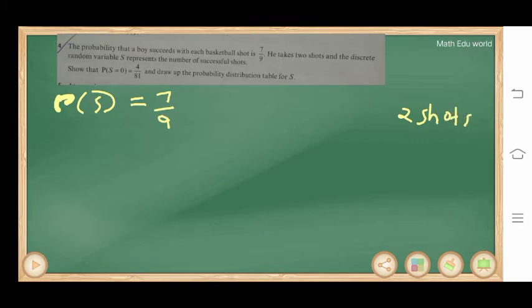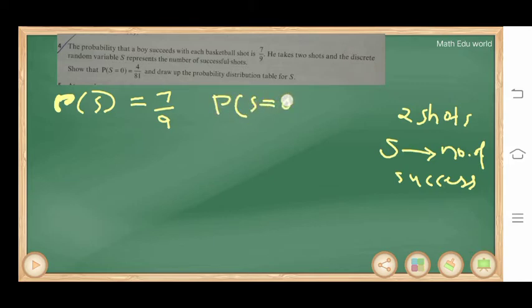And the discrete random variable S represents the number of successful shots. Show that the probability of S equal to 0 is equal to 4 by 81. So that's the first result we required. We want to show that probability of S equal to 0 is 4 divided by 81, and also draw the probability distribution table for S.